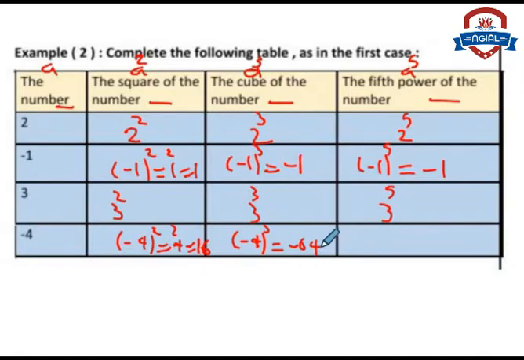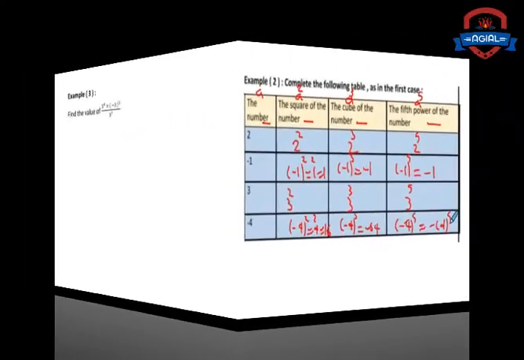The fifth power of the number -4 equals (-4) to the power of 5.